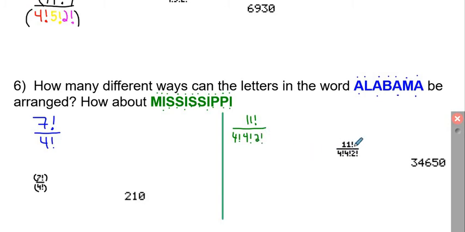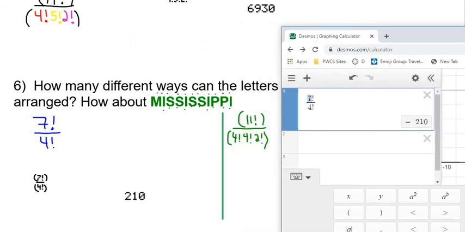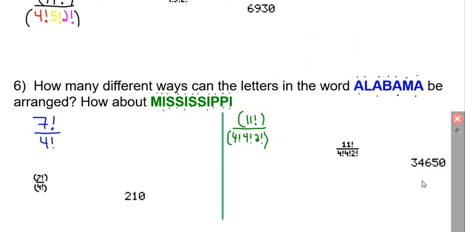So on a TI, if you have a new one, Alpha F1, if you have a Casio, put it in fraction mode on the face of the calculator. If you have an older calculator, you'd want to use parentheses. If you use Desmos, it sort of just takes care of itself. Keep in mind on the SOL, you will be given a SOL approved Virginia Desmos version. So it's just really a good idea to be using Desmos. So 34,650 ways to arrange the letters of Mississippi and 210 ways to arrange the letters of Alabama.